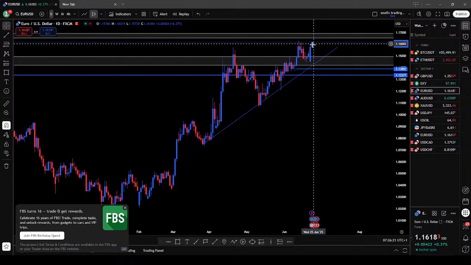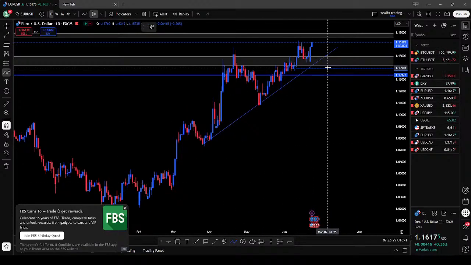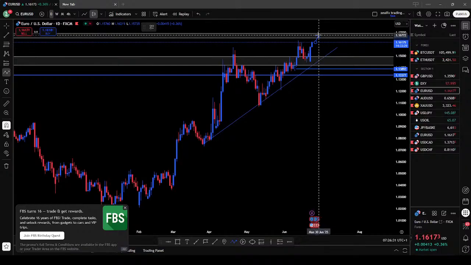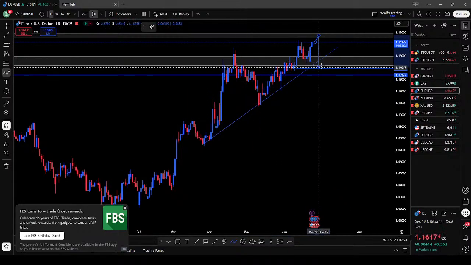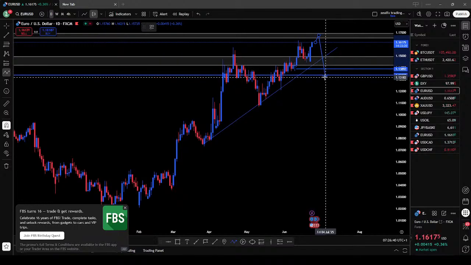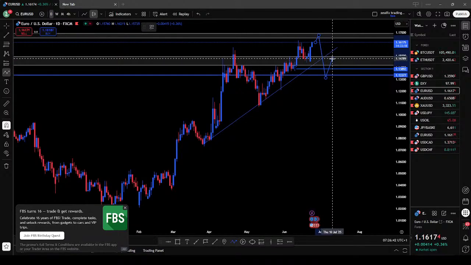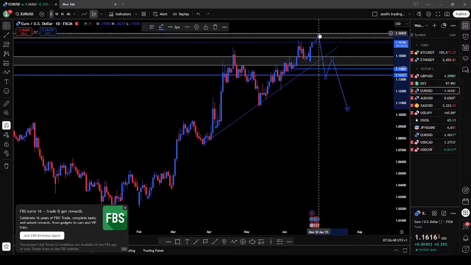Just that the distance from this level to this other level is just too close. So we have to be very cautious also on all these pairs because we might see possible reversals. Because once price starts this level, we might see price reversing back to this trend line. And once price breaks out of this trend line, that means we're expecting price to retest, then we'll see further down for the euro. So we expect euro to come to this zone.